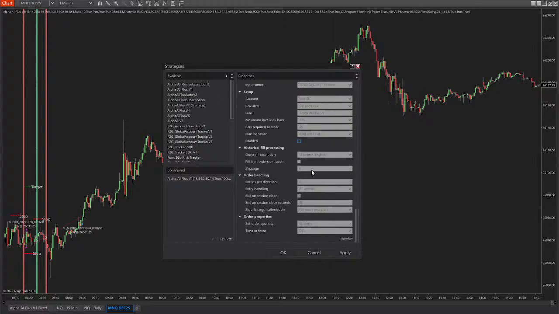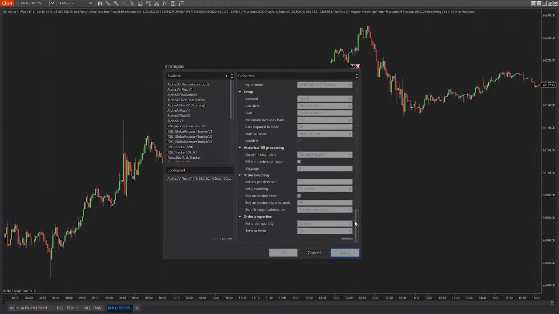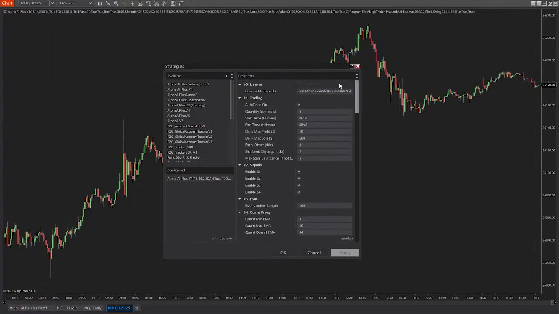Why didn't it decrease the drawdown by using micros? Daily max loss 600 using 6 micros. So if you use 5 micros, what's gonna happen?